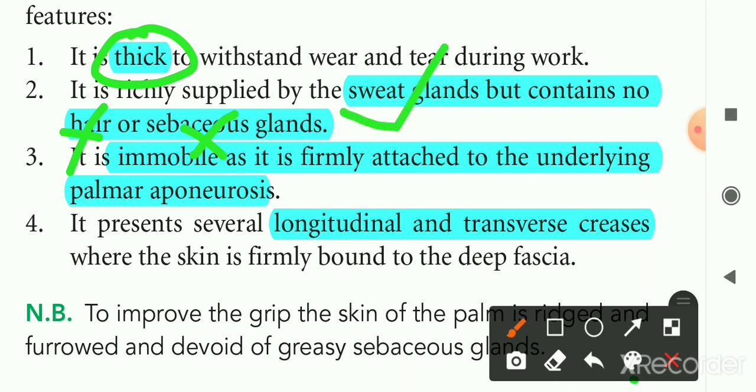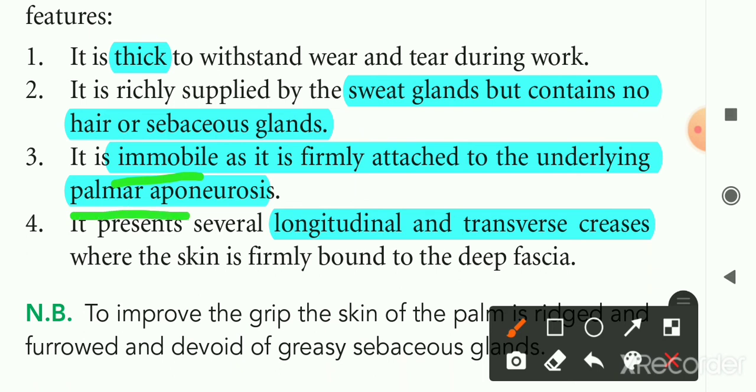Number three, the skin is immobile. That means it is not movable because it is firmly attached to the underlying palmar aponeurosis. This palmar aponeurosis is the deep fascia of the hand. So the reason behind the immobility of the skin is its firm attachment with the deep fascia, or palmar aponeurosis, of the hand.